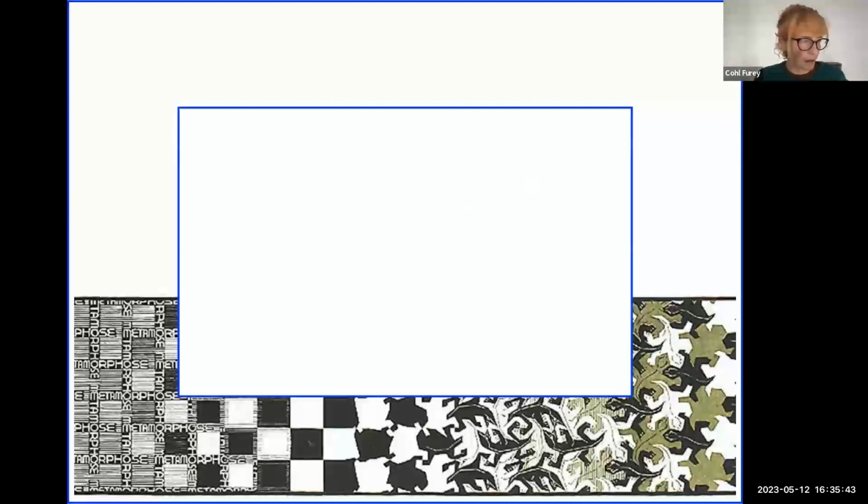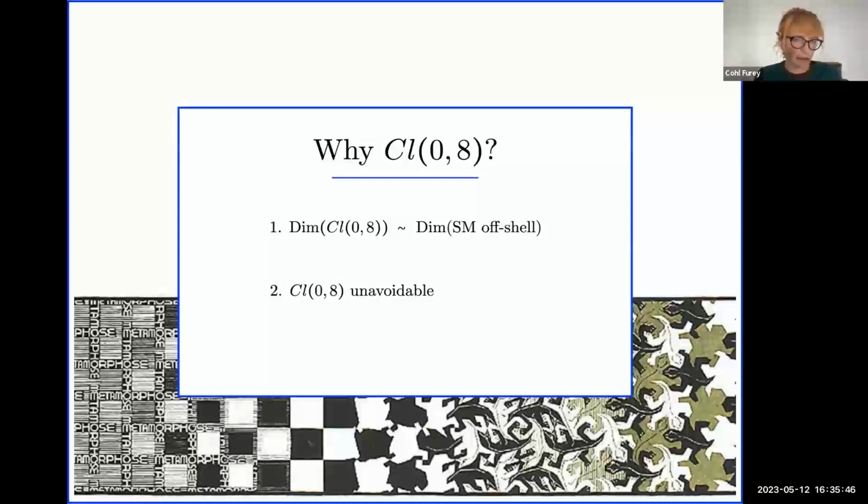Now, a third reason why I find CL08 interesting is because it looks, loosely speaking, like it might give us a natural incarnation of a Fock space. So let's say we can indeed describe a state in the standard model as an element of CL08. And this is what we're going to argue shortly. Then this would count as a one particle state.